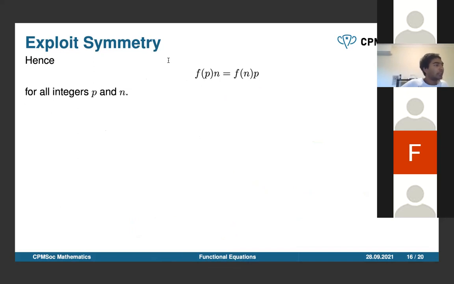I have f(pn) = f(np) for all integers p and n. Now the equation's looking a lot simpler. We still have two variables, p and n, so we can do a lot of different substitutions, and it's a much simpler scenario than at the very beginning.